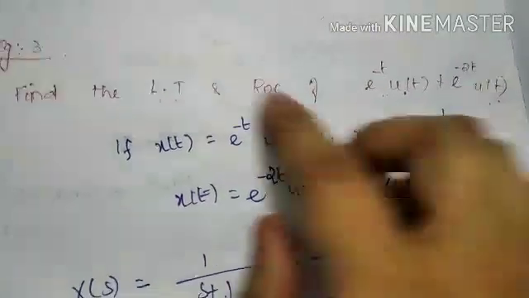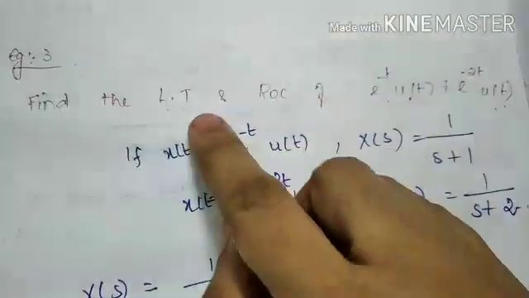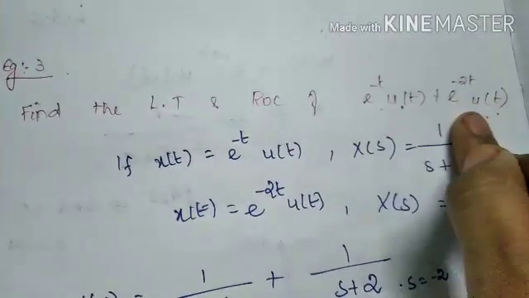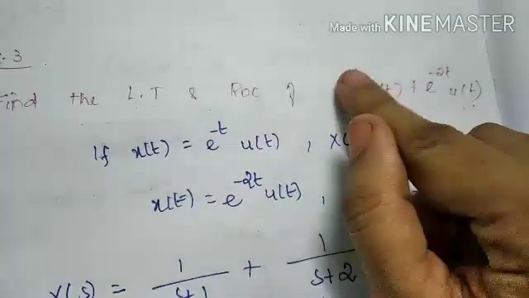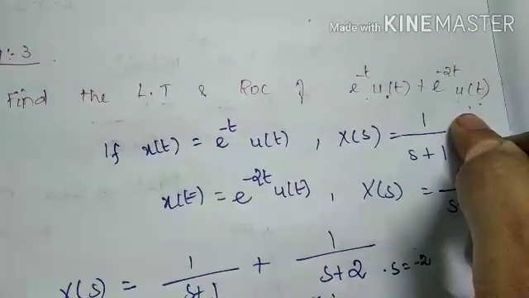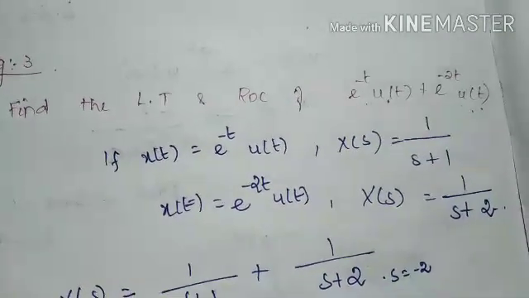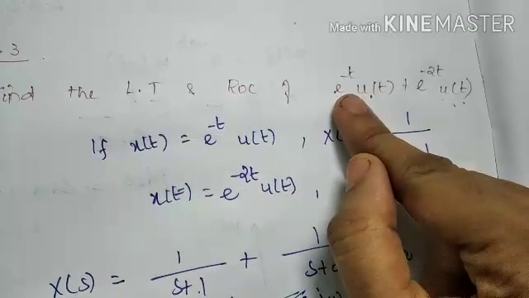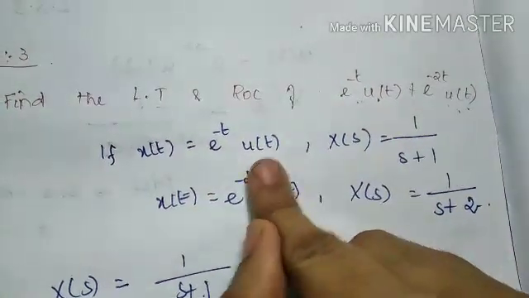Now we will see the third example. Find the Laplace transform and region of convergence of a combined exponential signal: e power minus t u of t plus e power minus 2t u of t. First we will take these signals individually. First I have considered x of t is equal to e power minus t u of t.